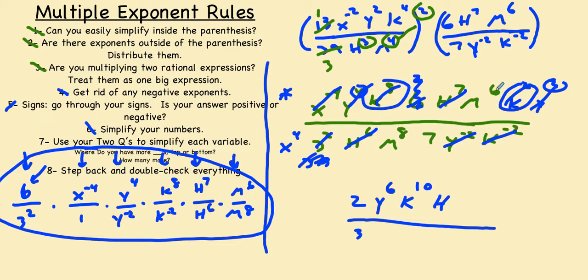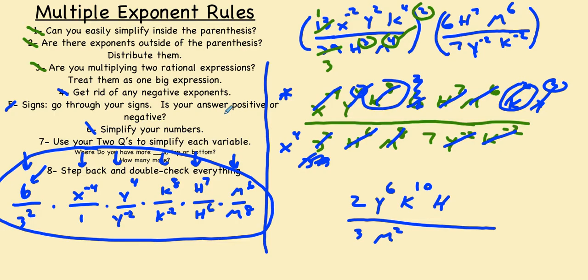And now I have m's. I have 6 on the top, 8 on the bottom. So I'm going to do that. And it's 2 more on the bottom. And I think I'm done.